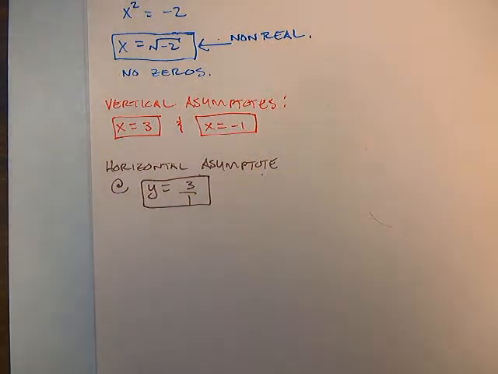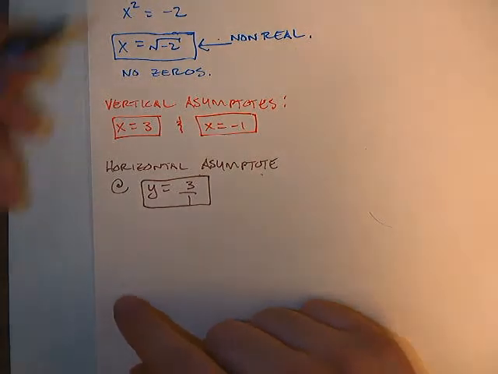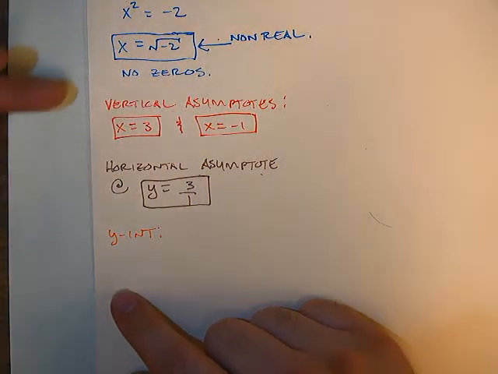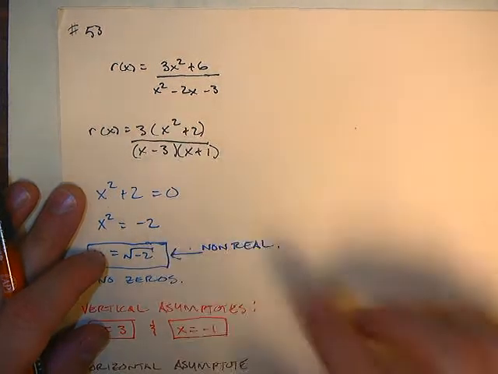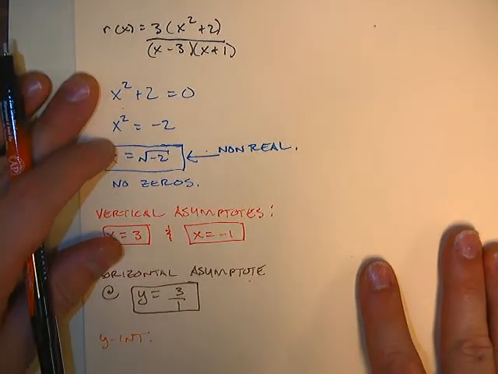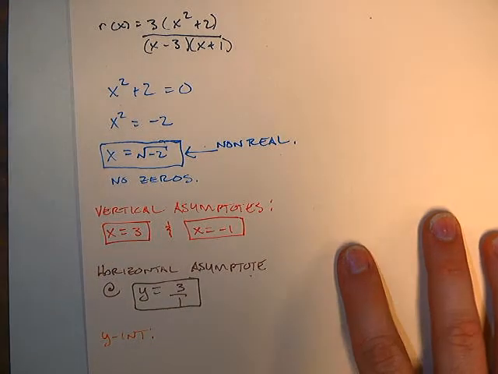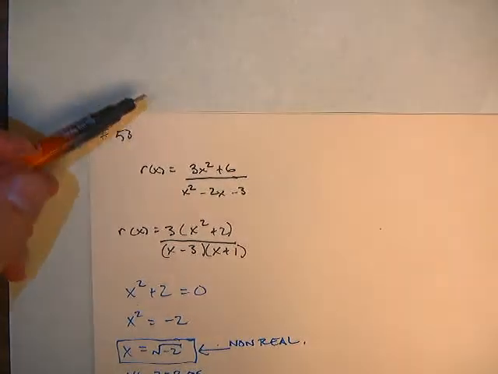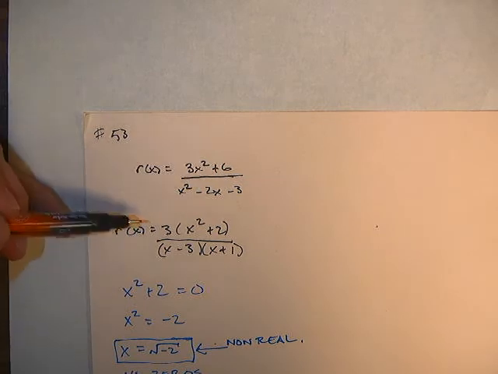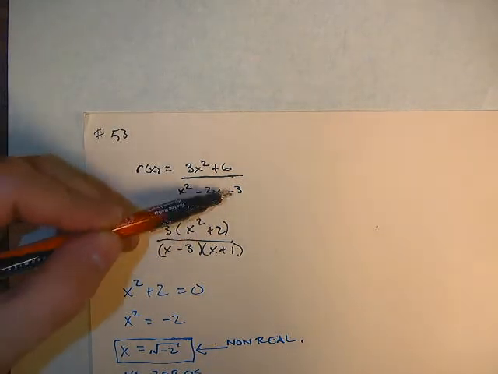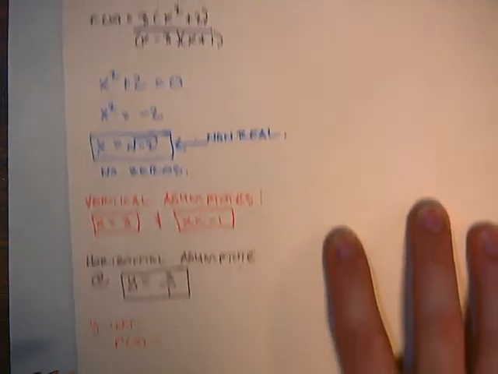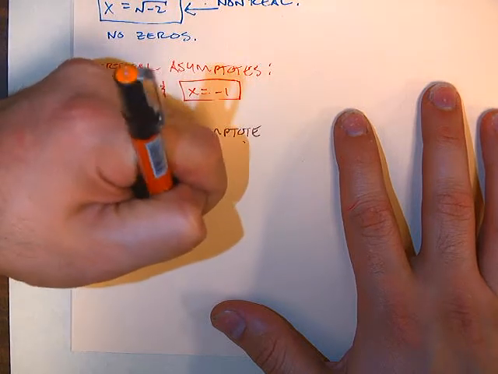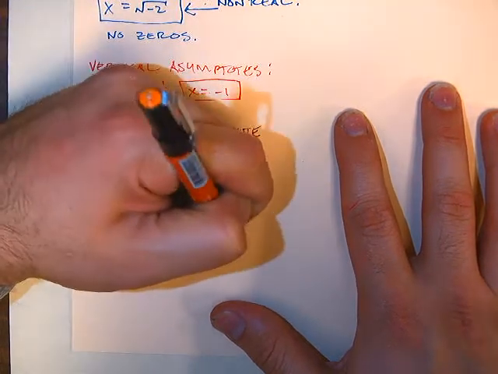So the final piece of the puzzle here is to figure out what the y-intercept is going to be. The y-intercept is given by evaluating the function at 0. So we're going to take a look and see what r of 0 would be here. R of 0 is going to be 6 in the numerator, since this will cancel out, leaving me with negative 3 in the denominator. And if I have 6 over negative 3, that just means that r of 0 is equal to negative 2. So that tells me where my y-intercept is.